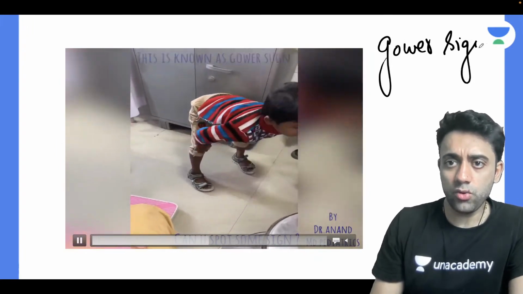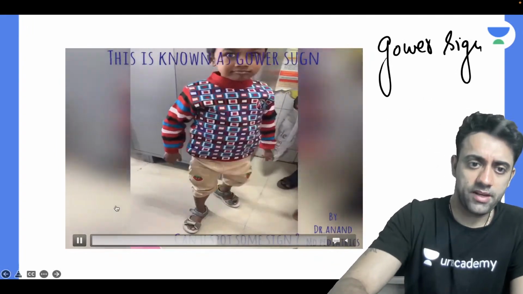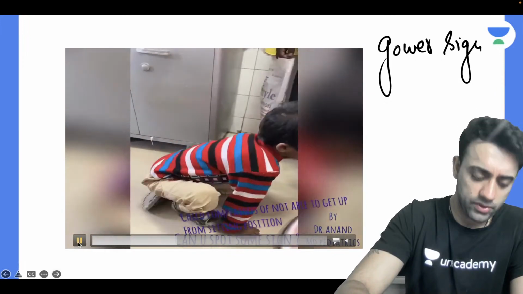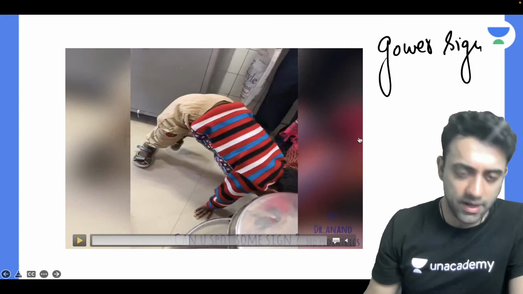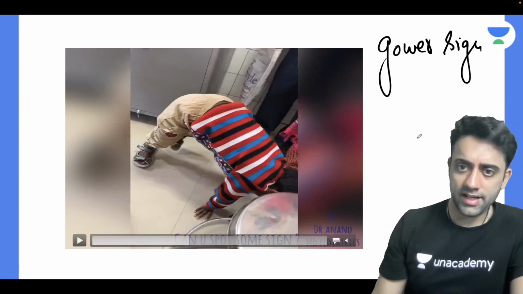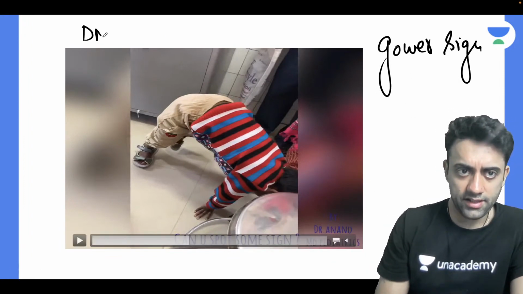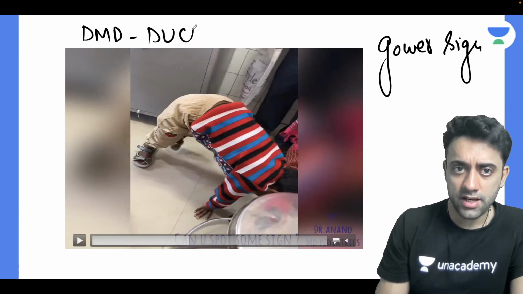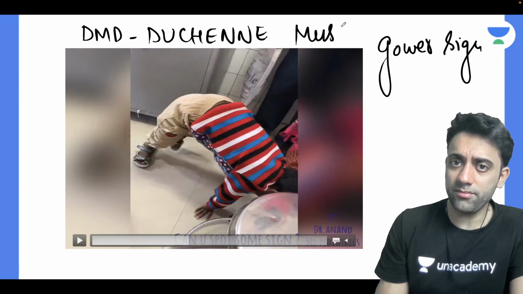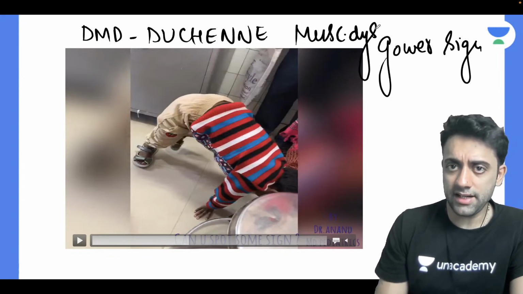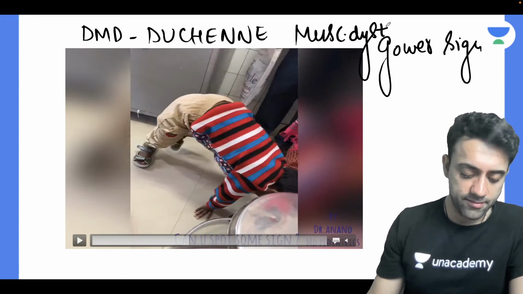So where do you see Gower sign? Can anyone please tell me? This baby who is not able to get up. Okay, so we have Mansi. Mansi says Gower sign is seen in DMD. What is DMD? Duchenne muscular dystrophy, right? So is she right or is she wrong? Can anyone please tell me? Mansi says that Gower sign is seen in DMD.